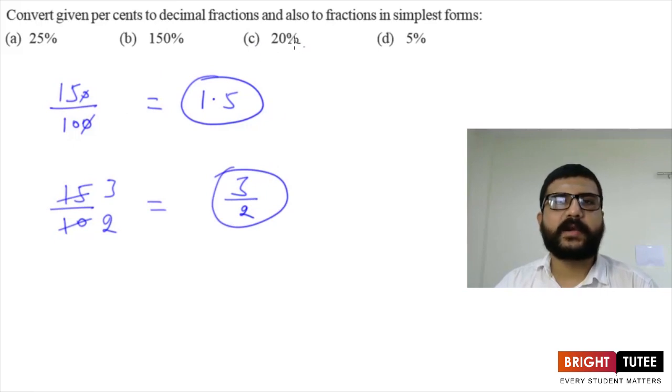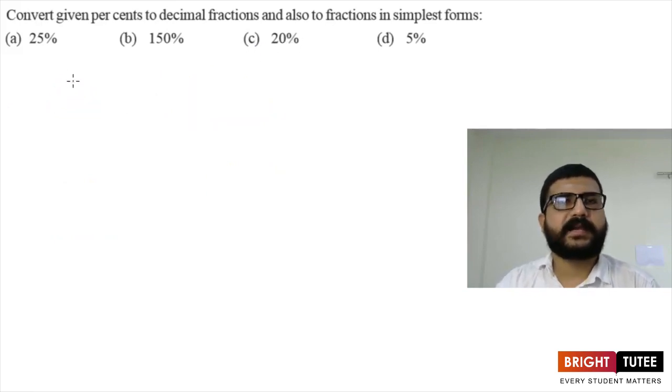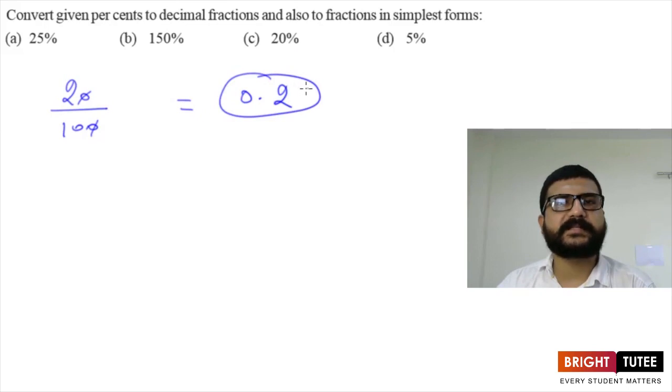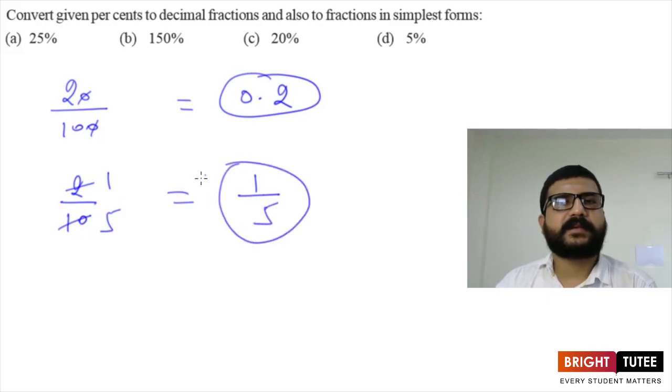Now the next one is 20%. Again we can write it as 20 upon 100. We just have to remove the percentage sign and we have to put 100 in the denominator. So now we can cancel 1 0 with 1 0. So now this becomes 0.2. So decimal representation of 20% is 0.2. And now we have to simplify this fraction. So this will be 2 ones are 2, 2 fives are 10. So now this becomes 1 upon 5. So 1 upon 5 is the fractional representation of 20% in the simplest form. And the last one here is 5%.